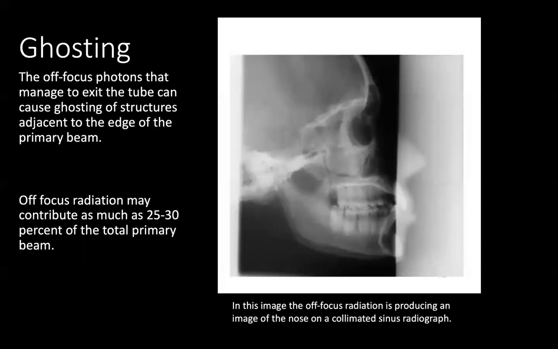The off-focus photons that manage to exit the tube can cause ghosting of structures adjacent to the edge of the primary beam. Ghosting is not scatter from the patient. Patient scatter is not capable of creating a diagnostic image of anatomical structures. There is no way to permanently get rid of off-focus radiation.